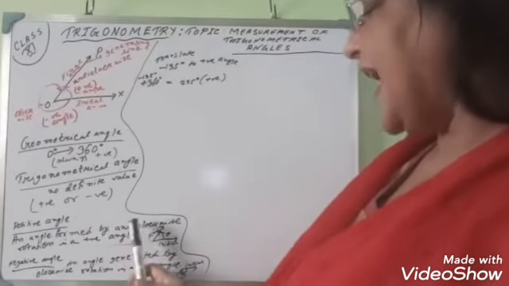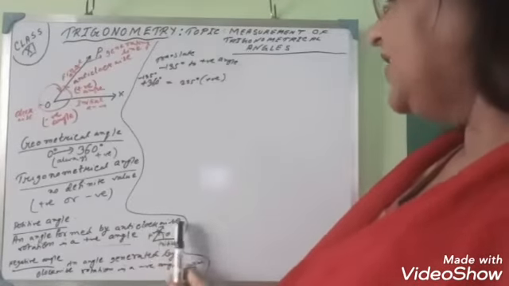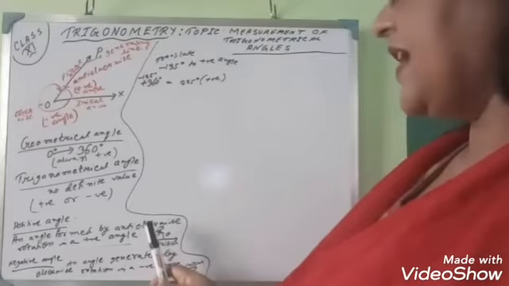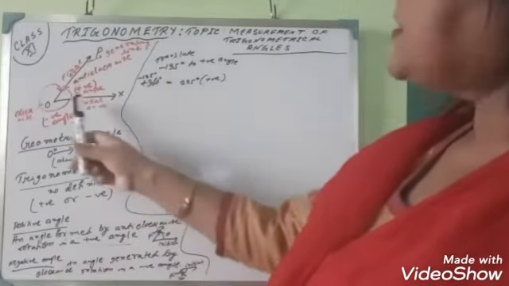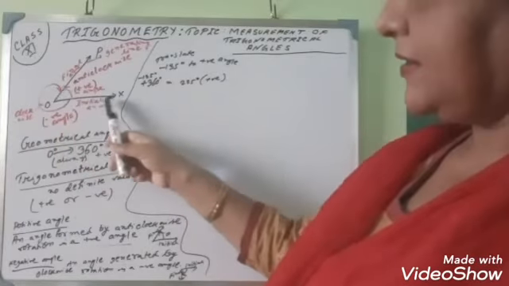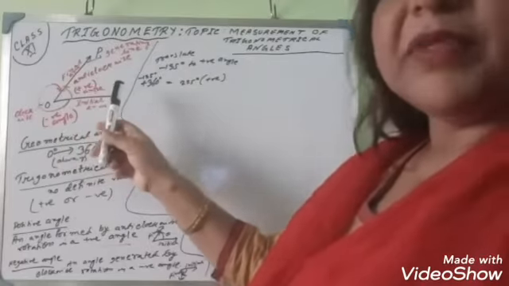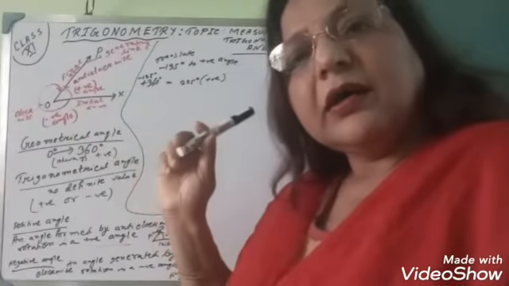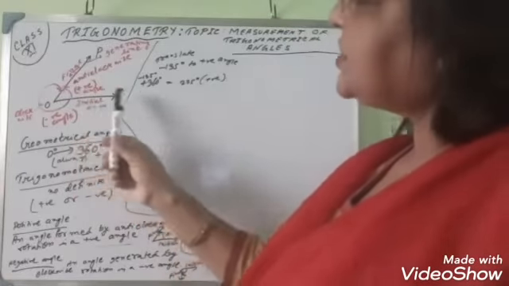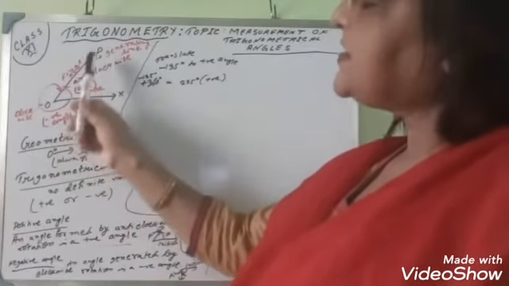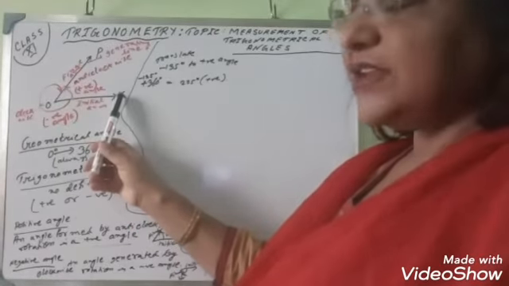Now, what is a positive angle? An angle formed by anti-clockwise rotation is a positive angle. This is the definition of a positive angle in trigonometrical angles. That means OX is one line, and OX is the initial arm. When we start with angles, we know the terms initial arm and final arm. So the initial arm is OX and OP is the final arm. When OP coincides with OX, then there is no angle.